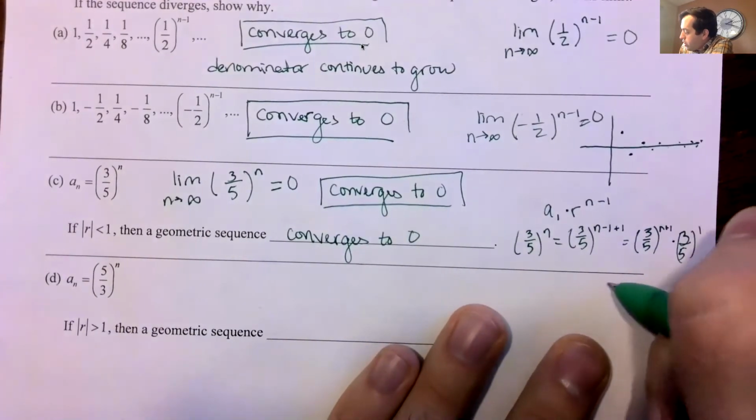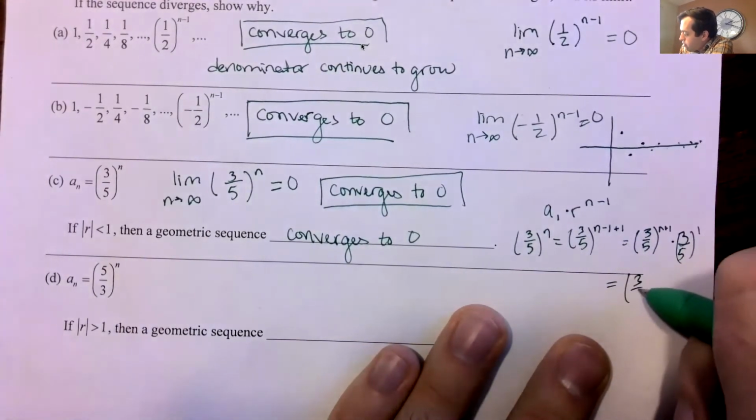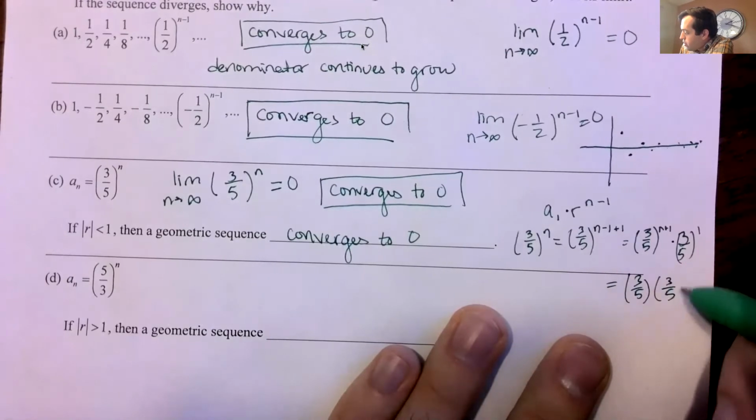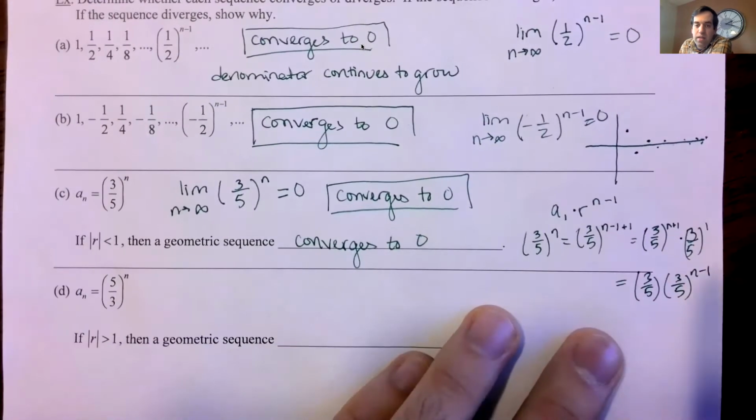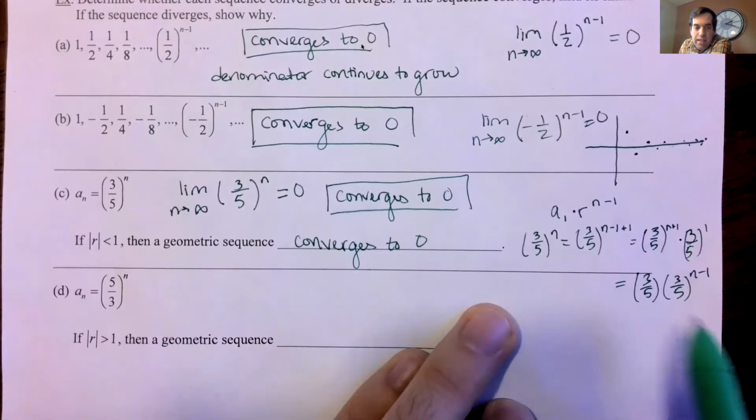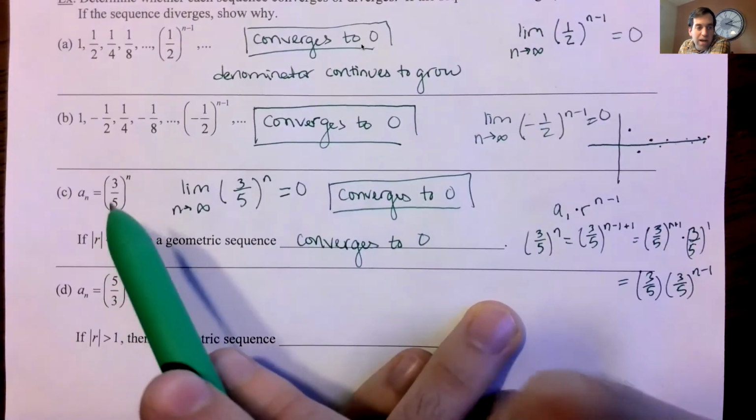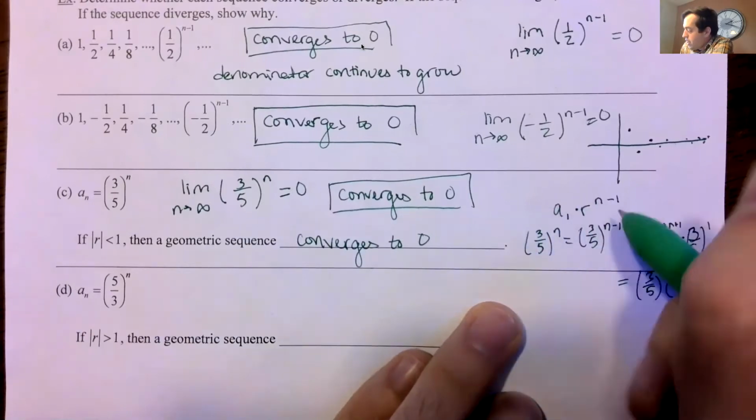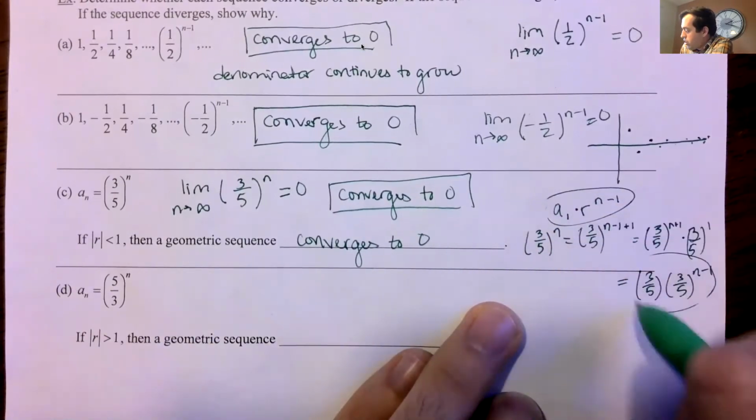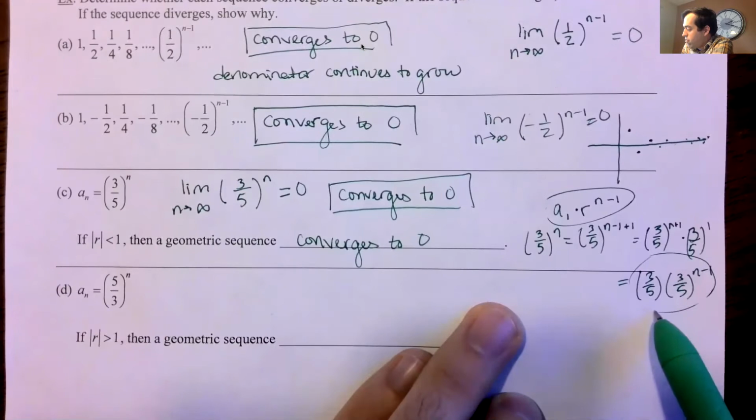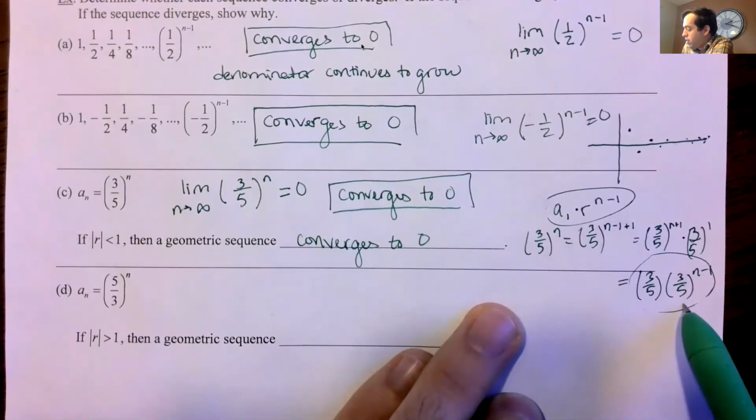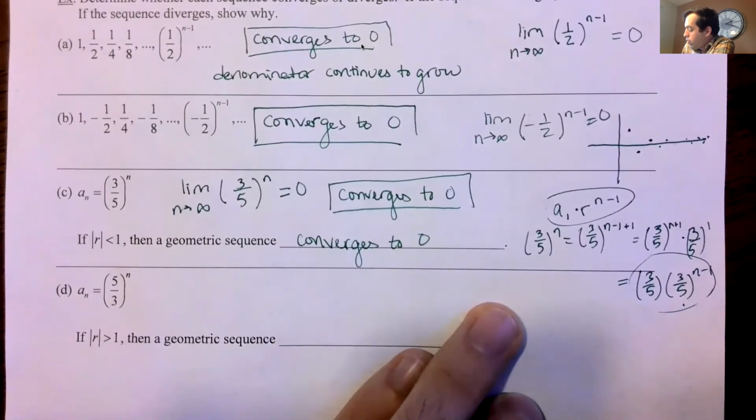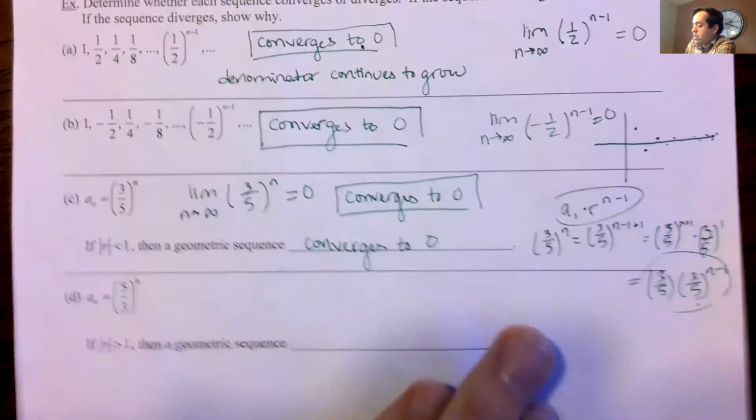So this is really 3/5 times 3/5 to the n minus 1. So all of that to say, the number that we're multiplying by every time, which we knew from the start, is 3/5. If we wanted it in this actual notation, there it is. The first term is 3/5, and then we're multiplying by 3/5 for every subsequent term. And so the point is that r is 3/5.